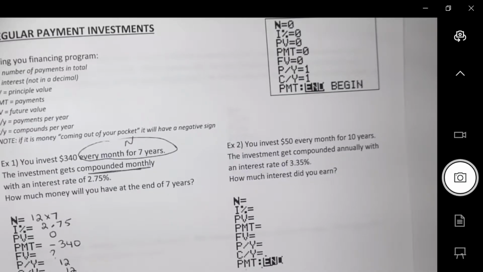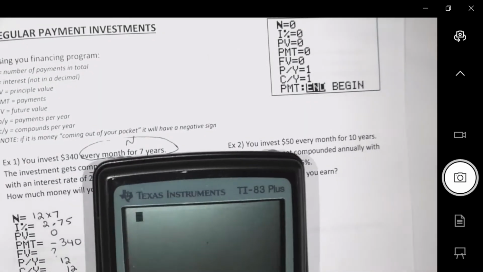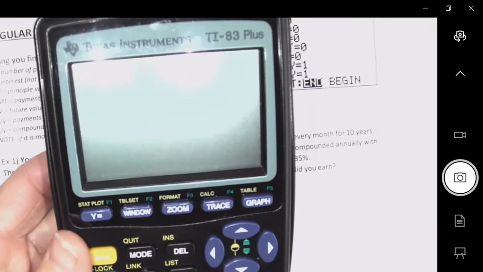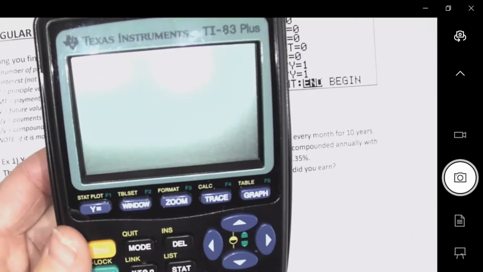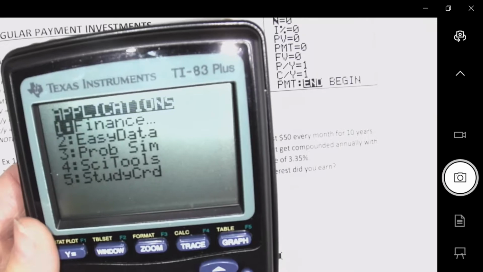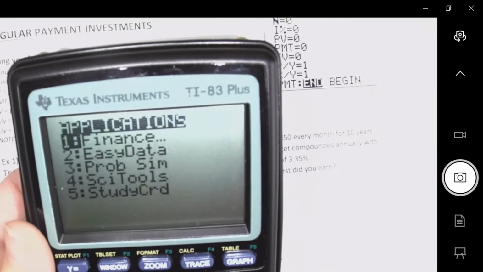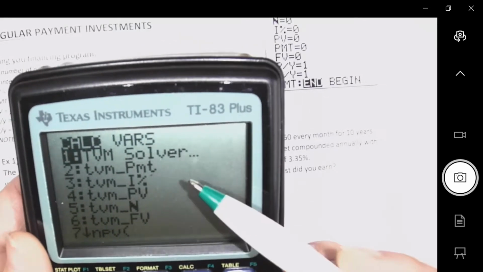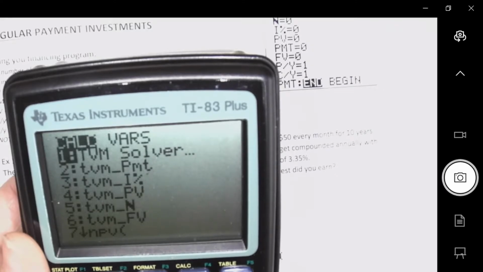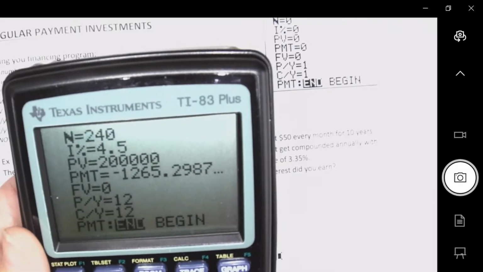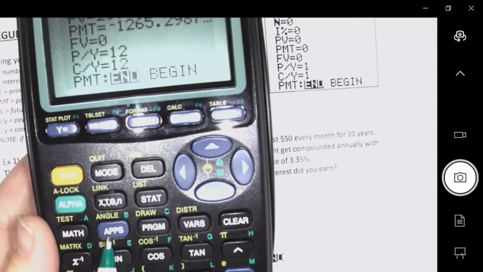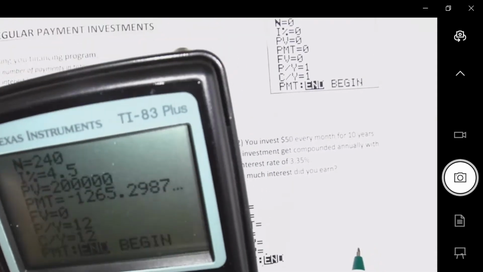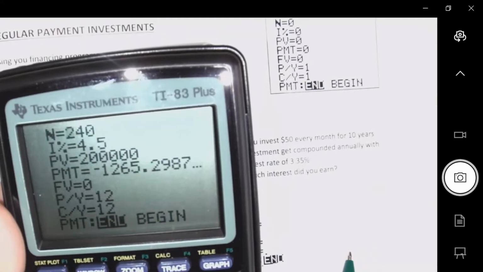Okay, so let's see what to do in our calculator. So open up your calculator. So this is a button we've never done before. Apps. Okay, under the apps, finance, so click enter. And then we're going to do number 1, it's the TVM solver. Mine's right there. Finance, TVM solver. So enter, enter. Okay, everyone sees the screen?